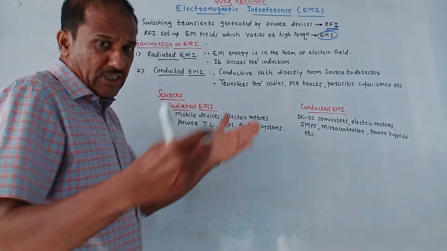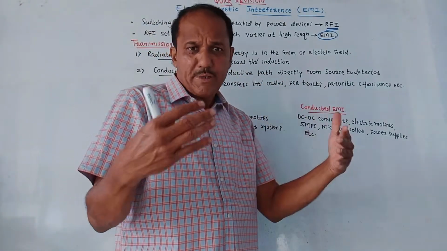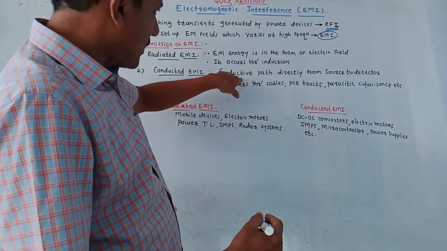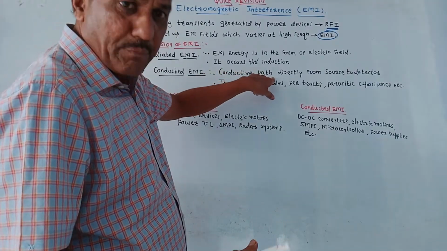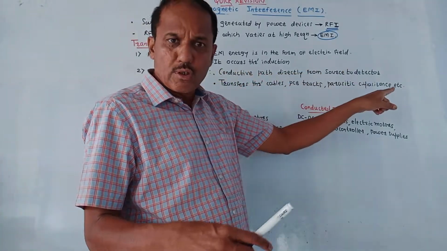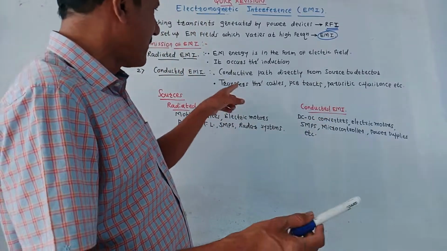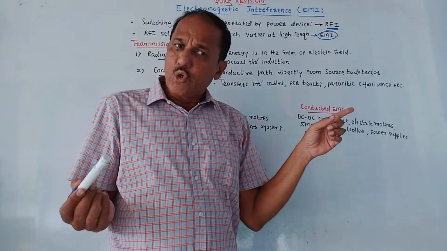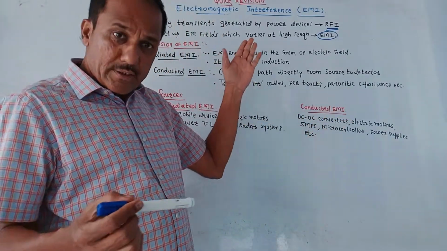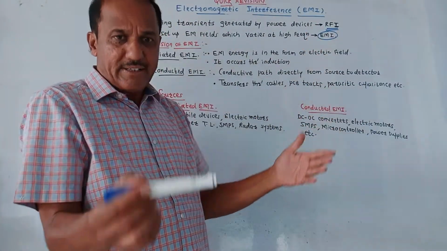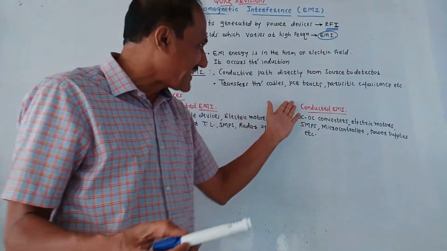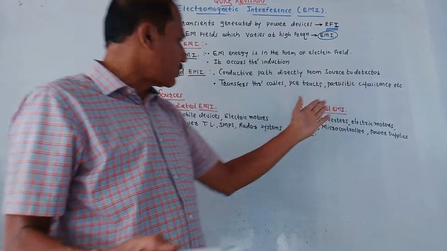As the name indicates, the EMI gets transmitted due to the conduction effect. So a conductive path gets developed directly from source to destination, source to receiver. It may be due to transmission through the cables which are used for connecting different devices, then PCB tracks, then parasitic capacitance, and so on.